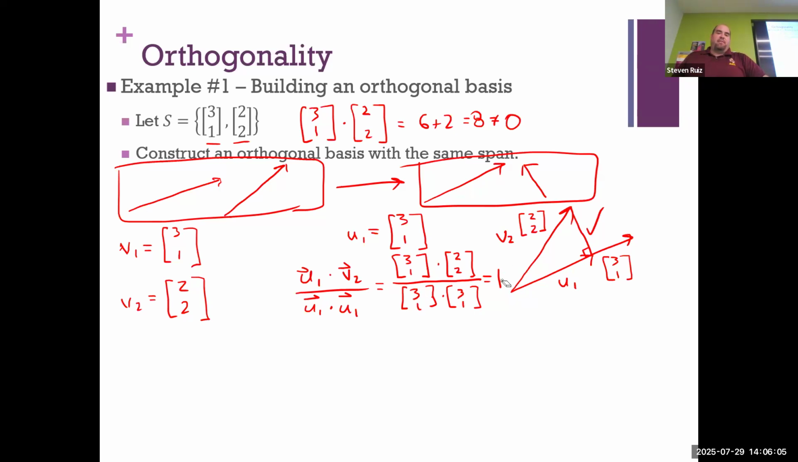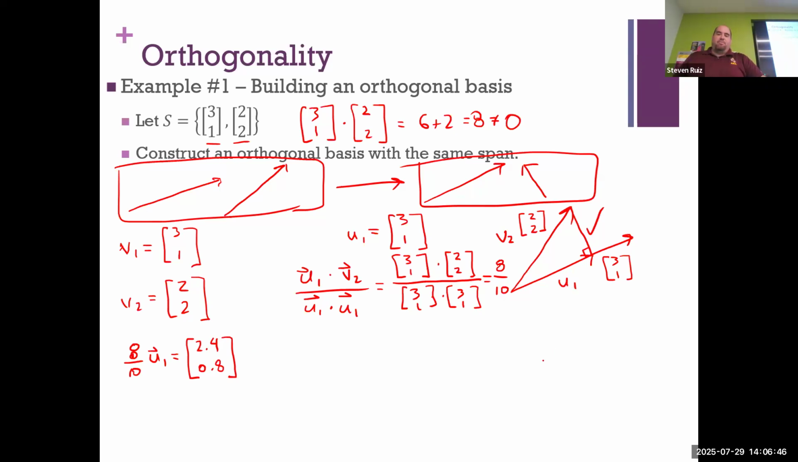3, 1, 3, 1. So that becomes 8 over 10. Okay. So basically, what have I learned here? I've learned that if I take 8/10 of U1, that will give me the parallel piece. So what is 8/10 of U1? Should be 2.4, 0.8. I just multiplied 3 and 1 both by 0.8.